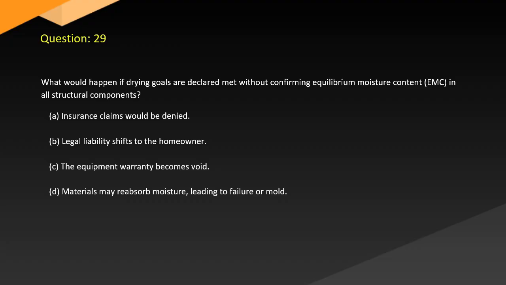Question 29. What would happen if drying goals are declared met without confirming equilibrium moisture content in all structural components? A. Insurance claims would be denied. B. Legal liability shifts to the homeowner. C. The equipment warranty becomes void. D. Materials may reabsorb moisture, leading to failure or mold.